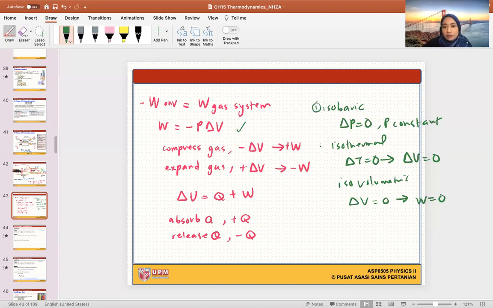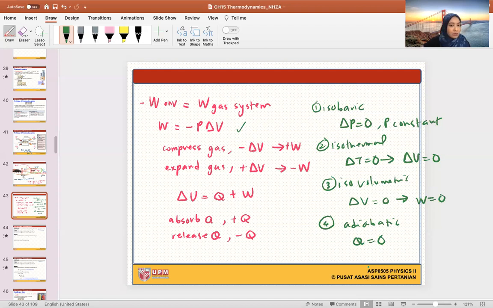So this is the first one, second one, third one. The fourth one is adiabatic, where Q is equal to 0. So we have delta P equals 0, delta T equals 0, delta V equals 0, and Q equals 0. So adiabatic is a bit of a special case.